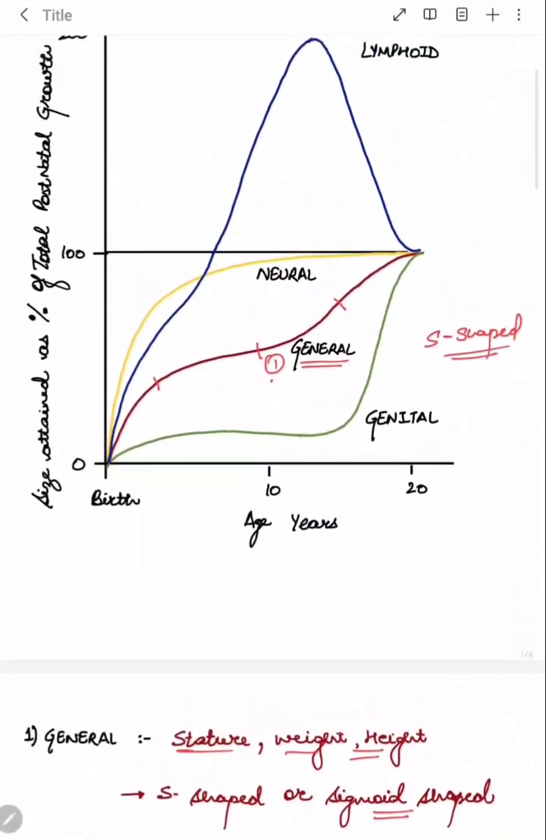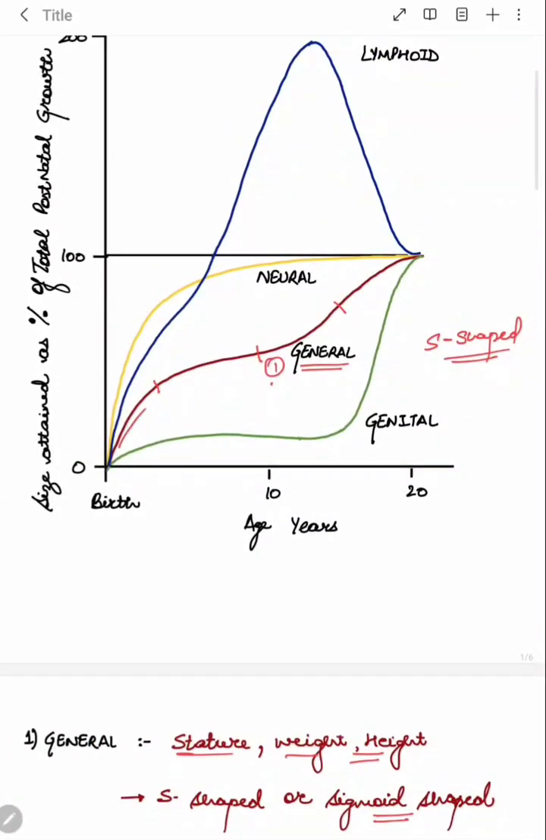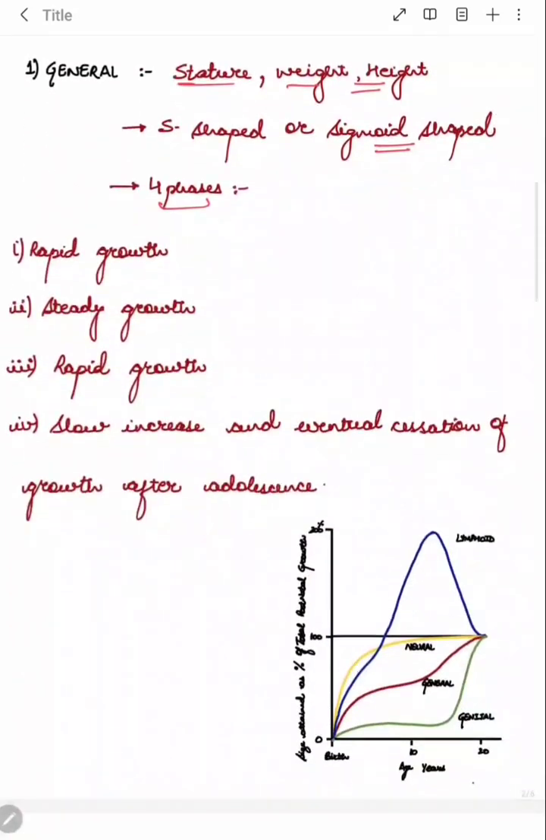The first one is the rapid growth phase, which is basically in infancy or early childhood. Then there is a steady growth during middle childhood, and then again a rapid growth which will be seen in adolescence. After adolescence there will be a slow increase and eventual cessation of growth.